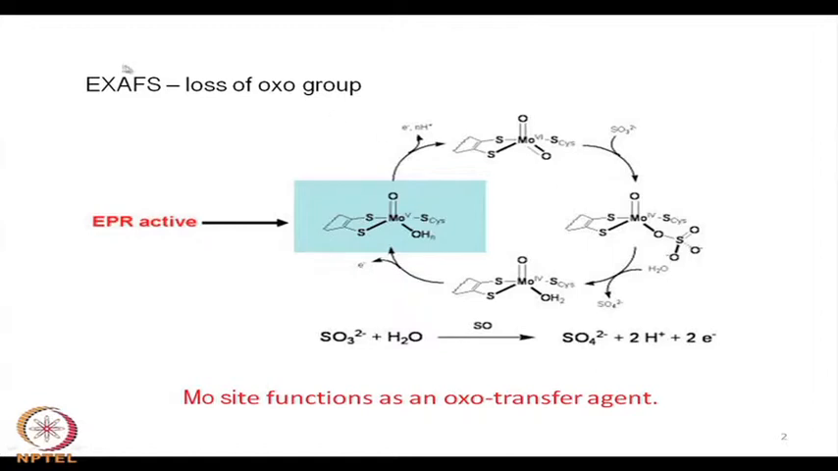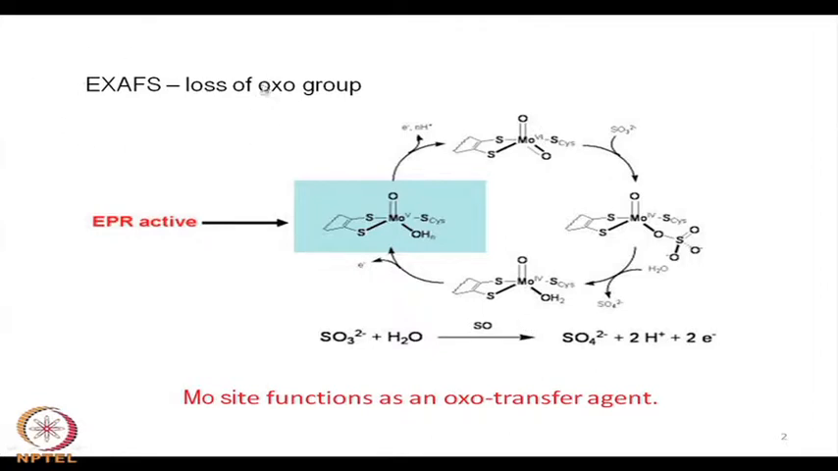And this loss of the corresponding oxo group, that means the molybdenum dioxo species going to the molybdenum monooxo species, can also be examined by EXAFS, extended X-ray absorption fine structure. That immediately shows the change in the corresponding oxidation state. We know the EXAFS technique is very useful to know the corresponding oxidation state as well as its immediate environment. So, when the immediate environment is changing from a dioxo form to a monooxo form, the corresponding X-ray absorption fine structure features are also different for molybdenum 6 and molybdenum 4 species.